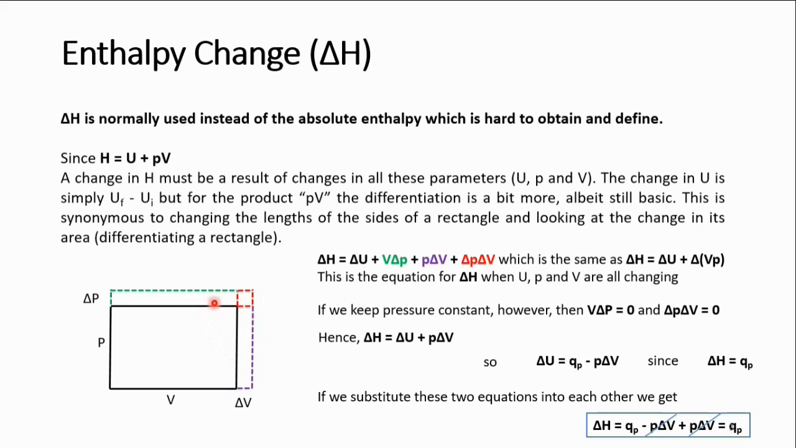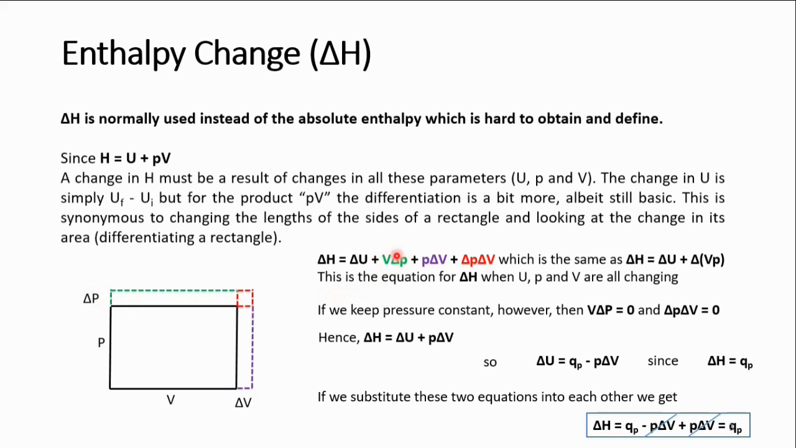Now, what is the area of this part that is enclosed by the green dashed line? Well, the area of any rectangle is side times side. The length of this side is V, whereas the length of this side here is delta P. So the area of this piece is V delta P.